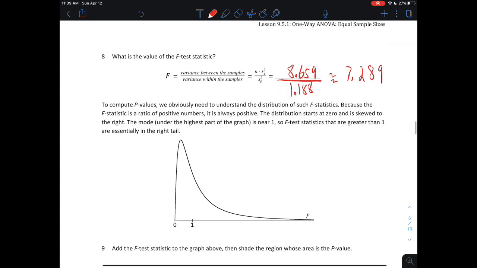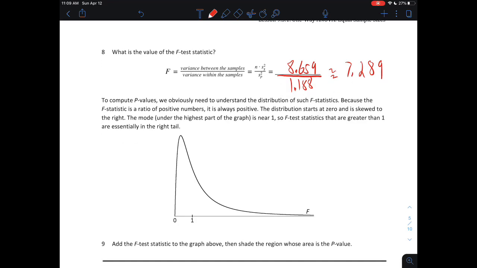To compute p-values, we obviously need to understand the distribution of such F statistics. Because the F statistic is a ratio of positive numbers, it is always positive. The distribution starts at 0 and is skewed to the right. The mode, under the highest part of the graph, is near 1. So F test statistics that are greater than 1 are essentially in the right tail.